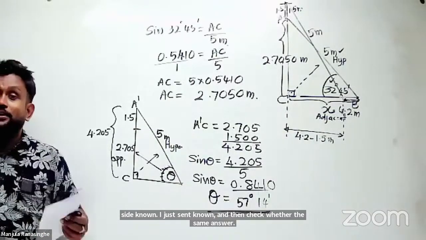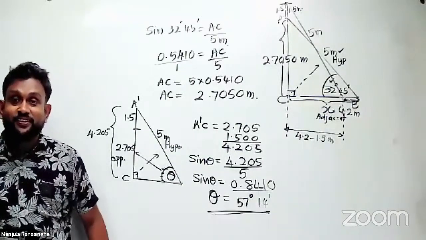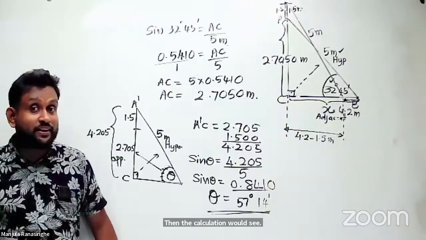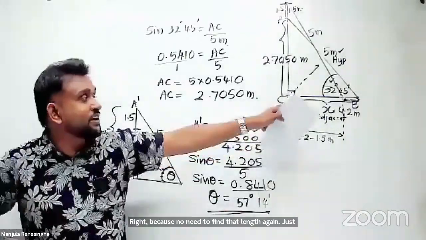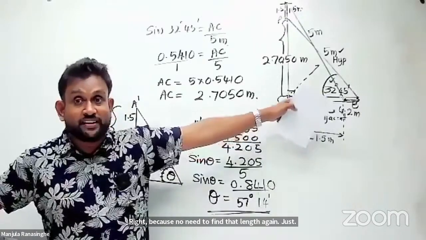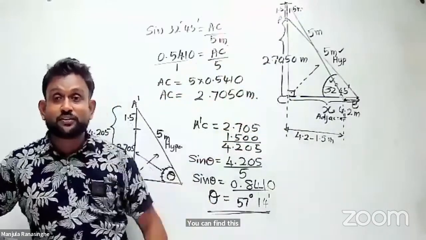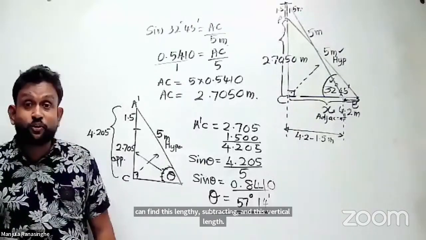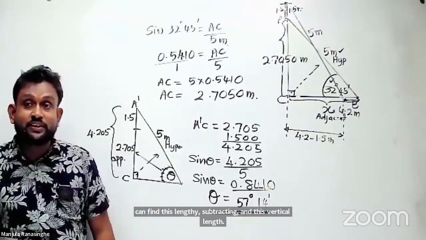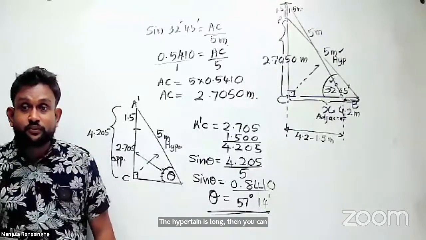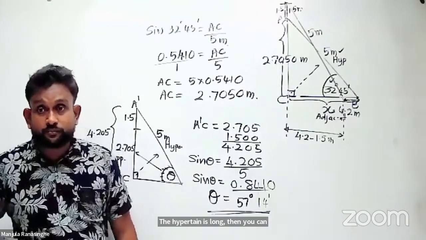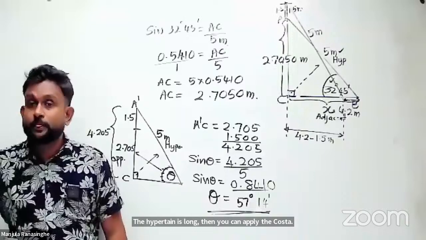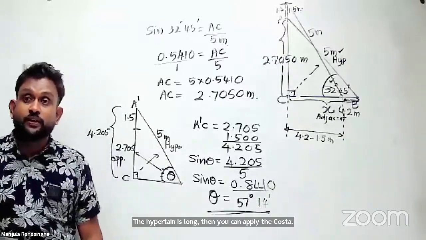Then the calculation would be easy, right? Because there is no need to find that length again. Just subtract to find this length, and this vertical length is known. The hypotenuse is known. Then you can apply the cos theta. Okay, once you finish, you can raise your hand.